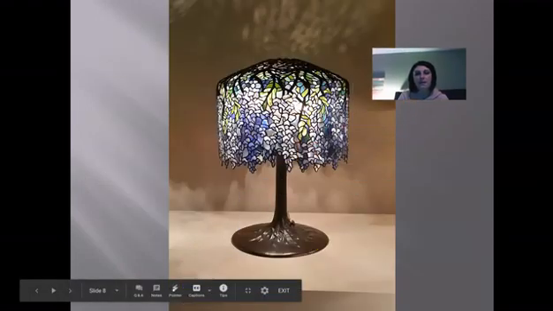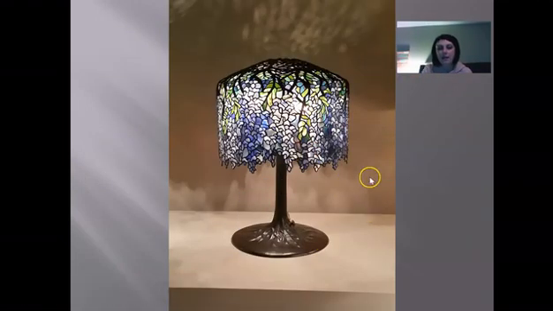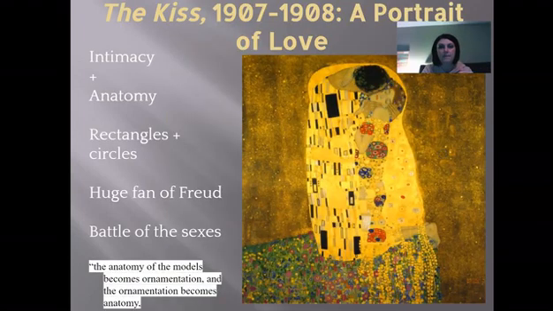Take, for example, a Tiffany lamp. I just think that's really pretty. It looks like it's actually organically grown out of the base of the tree, and then the lights and the hydrangeas. Just very pretty.